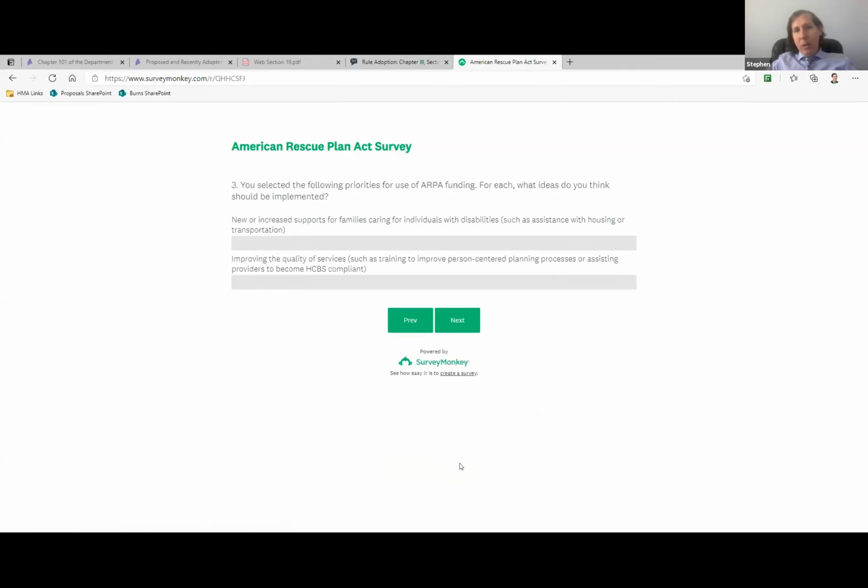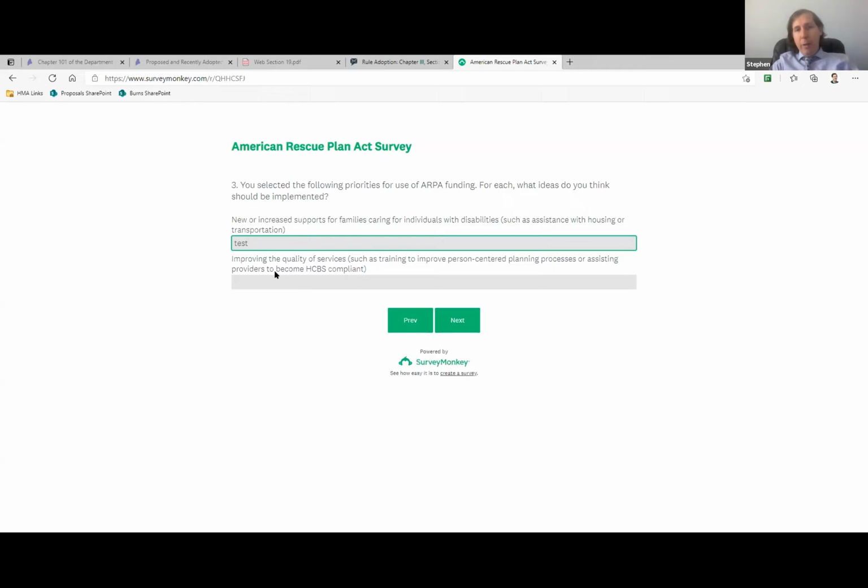For those items that you select, we're asking you to tell us what your specific ideas are in those areas. So we've given you some of our ideas, like for the newer increased supports for families, that could be assistance with housing or transportation. And if those are important to you, you can certainly include that in your written response here, but we're asking you whatever you think is important really under the sun at this point, that would help to, in this case, improve supports for families with disabilities. And I'm just going to type in test so that we can eliminate this information.